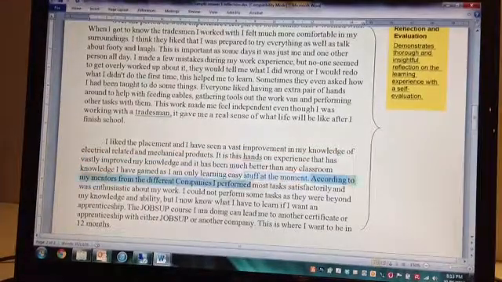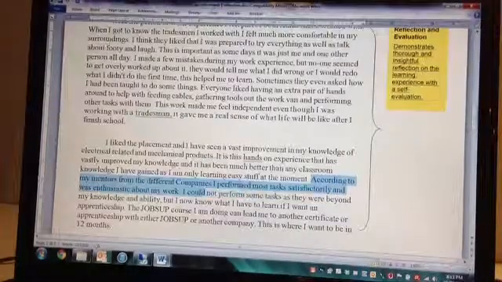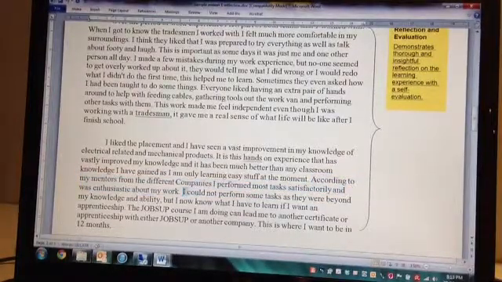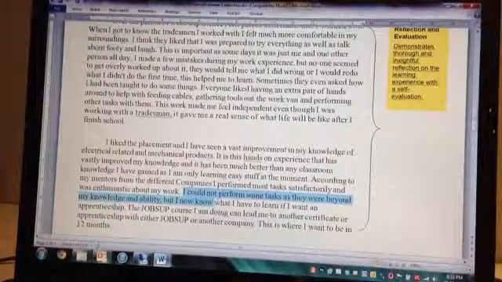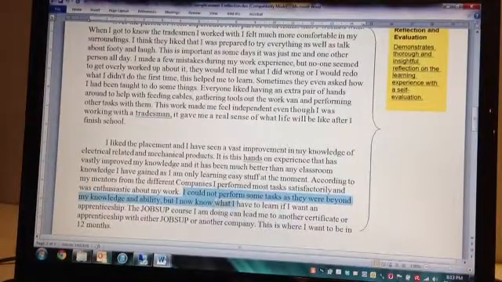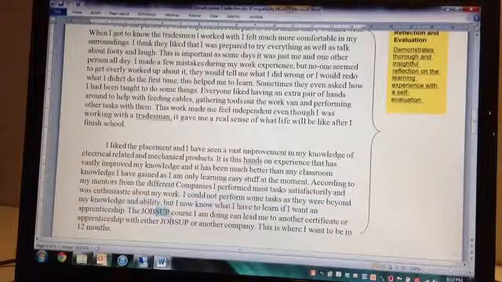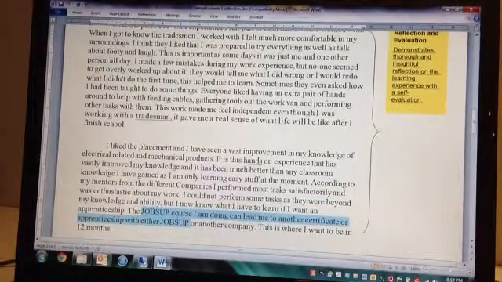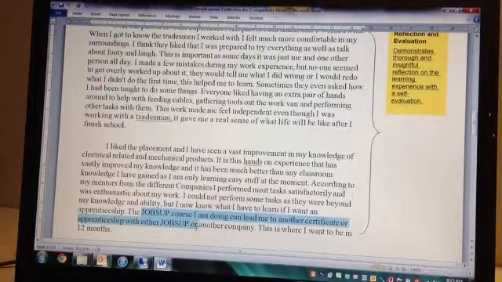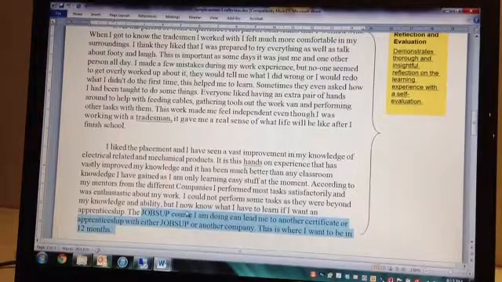According to my mentors from the different companies, I performed most of the tasks satisfactorily and was enthusiastic about my work. I could not perform some tasks as they were beyond my knowledge and ability, but now I know what I have to learn if I want an apprenticeship. The Jobs Up course I'm doing could lead me to another certificate or apprenticeship with Jobs Up or any other company. This is where I want to be in 12 months.